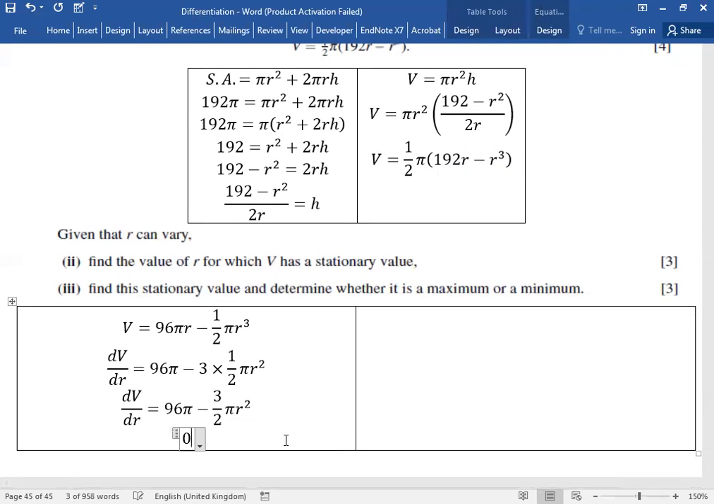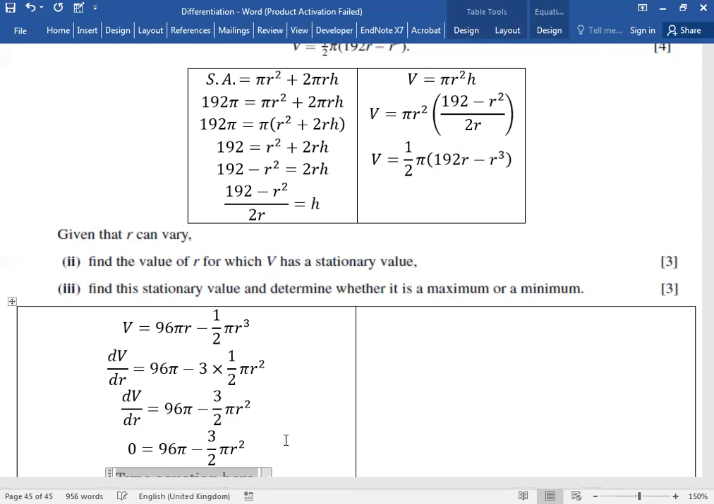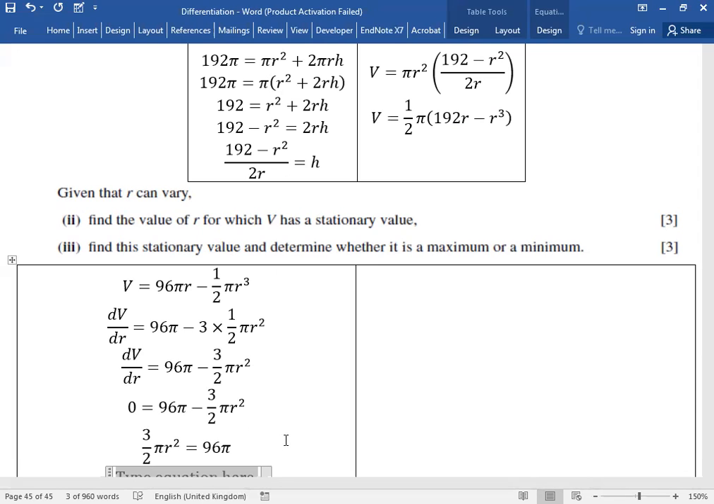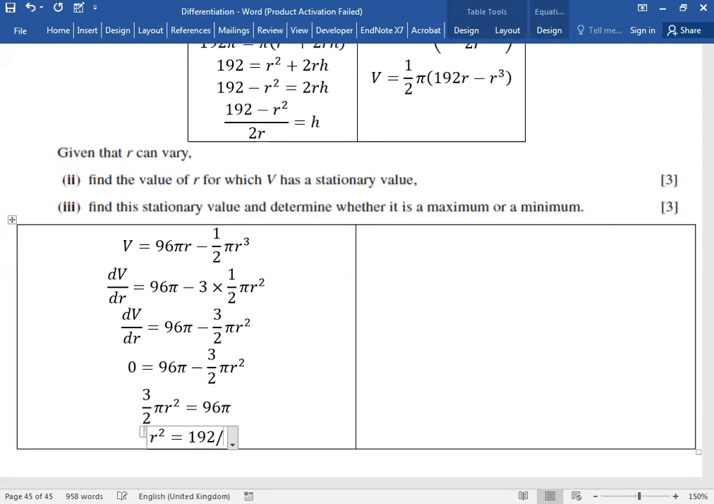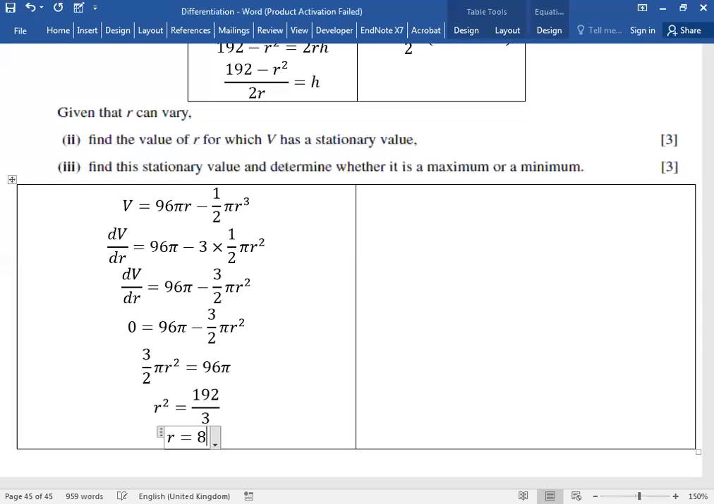Now at the stationary point the derivative is 0: 96 pi minus 3 over 2 pi r square equals 0. So 3 over 2 pi r square is equal to 96 pi. Pi and pi cancel out, 96 into 2 is 192, तो r square is 192 upon 3. r की वैल्यू क्या आ रही है, find the value of r. The value of r is 8.